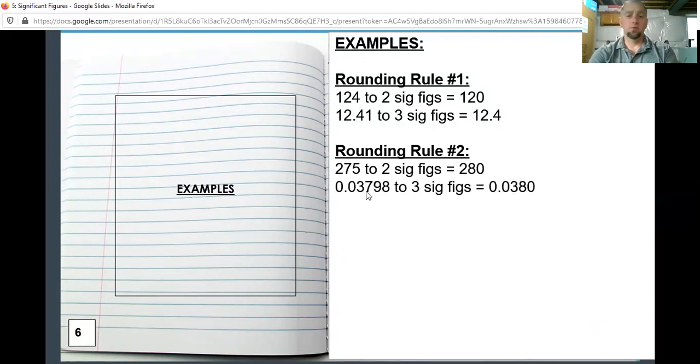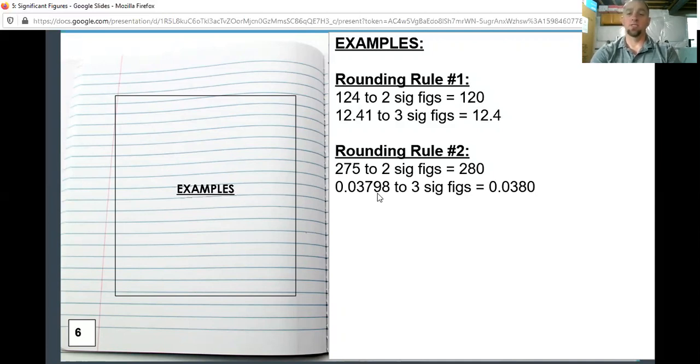In this example, 0.03798, we want to round this to 3 significant digits. Now, this is where things can get a little tricky, and this is where I see a lot of students make some mistakes. If I look at the third significant digit, these first zeros are placeholders. So the 9 here is our third significant digit.